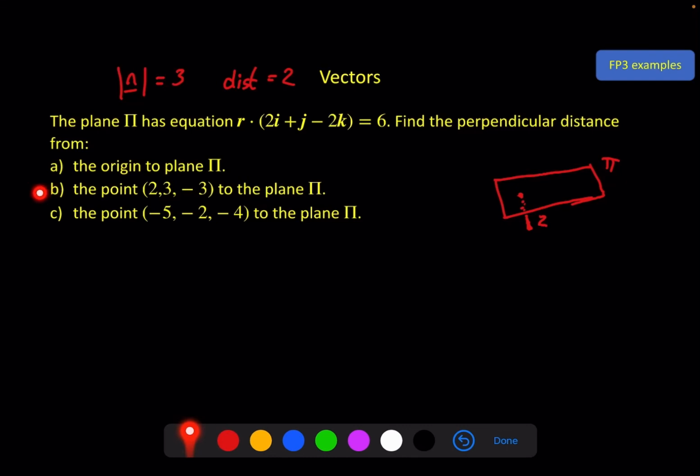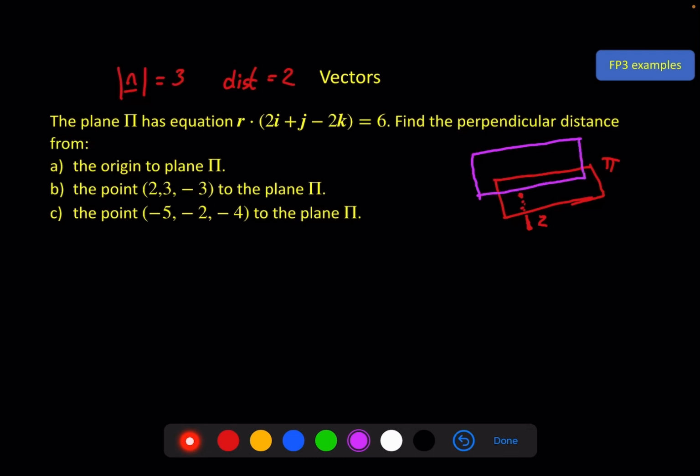For part B, what we're going to do is find a second plane parallel to the first plane that goes through this point, because it's easier to go from plane to plane, or more to the point, it's easier to go from the origin to a plane than to this specific point, because we're talking about perpendicular distances. So for part B, I'm going to have a second plane.